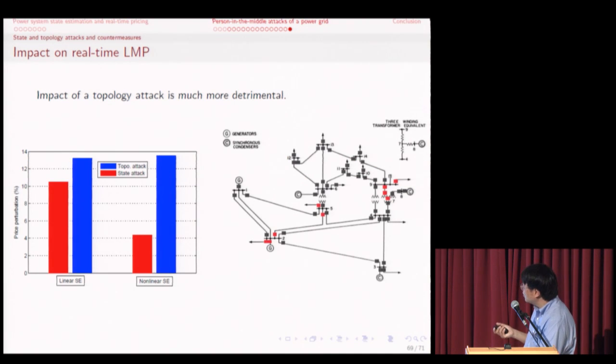One can also compare the percentage change, whether the attack is on state only or on topology, and how big a difference there is. You can see that if you attack the topology, a much bigger change in price can result.